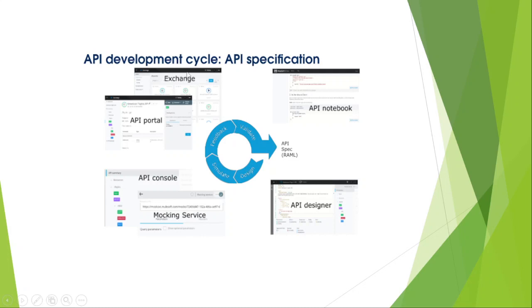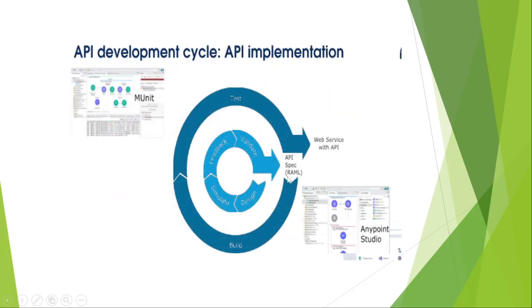Anypoint Exchange is a place where we can publish the API, and we can share the API from here with anyone. These can be private or public. If it is private, then the people you are sharing with can see it, and if it is public, anyone in the world can see it. So the first step is completed. We have designed the API, we have taken the feedback, and they are okay with our API. Then we will start with the implementation. We will move to the second step.